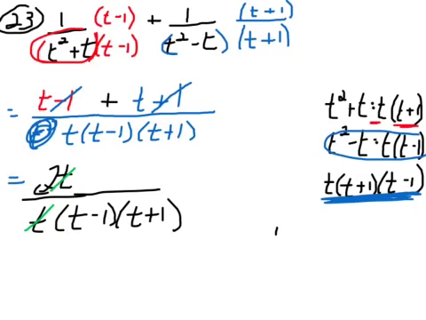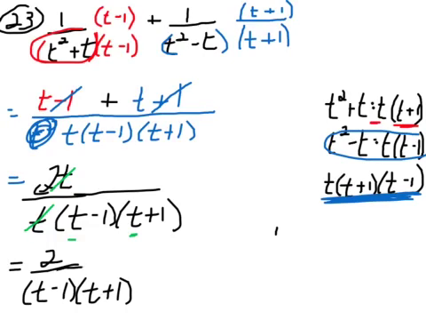Now remember, I couldn't cancel that t out with this t and this t minus 1 or this t here because those are part of an expression and you can't break those apart like that. It has to be exactly the same thing on the top and the bottom if there's an adding or subtracting sign. So what I have left now is my answer. It's 2 over t minus 1 times t plus 1.